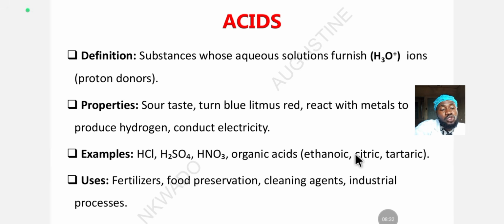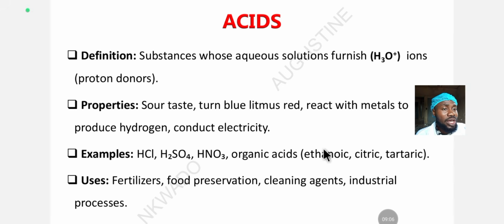And citric acid can also be used to preserve blood. Citric acid is used to preserve blood for blood donation. When they donate blood into pints, there's usually citric acid or citrate inside that pint of blood that helps preserve the blood. Then tartaric acid is used in industries that produce what? Fruit juice. So take note of this. JAMB, they set questions from all these things.